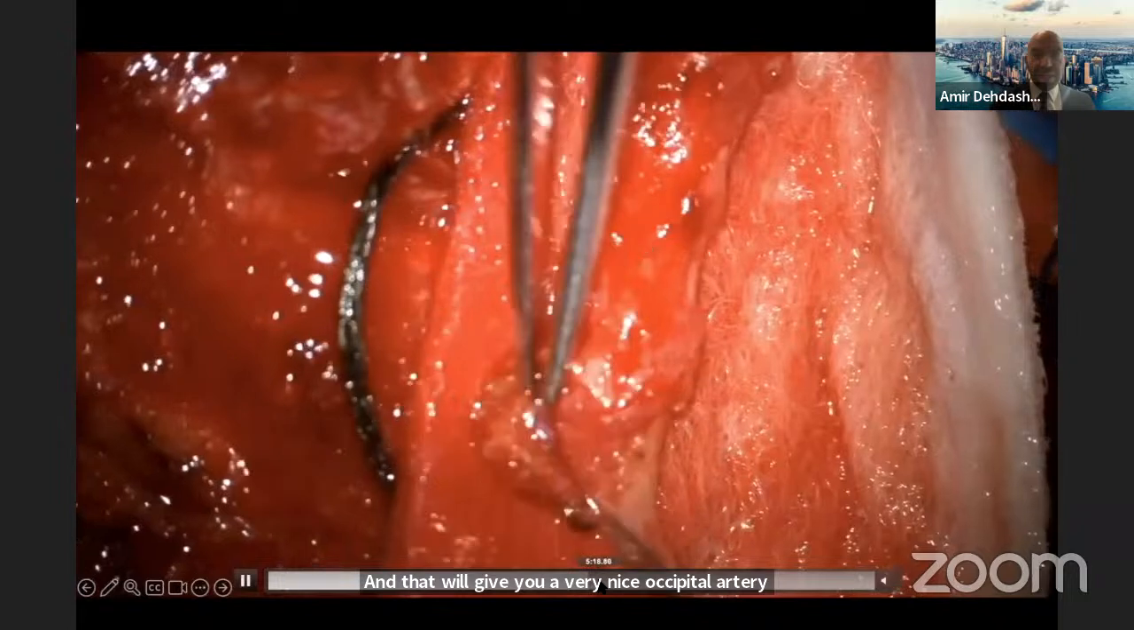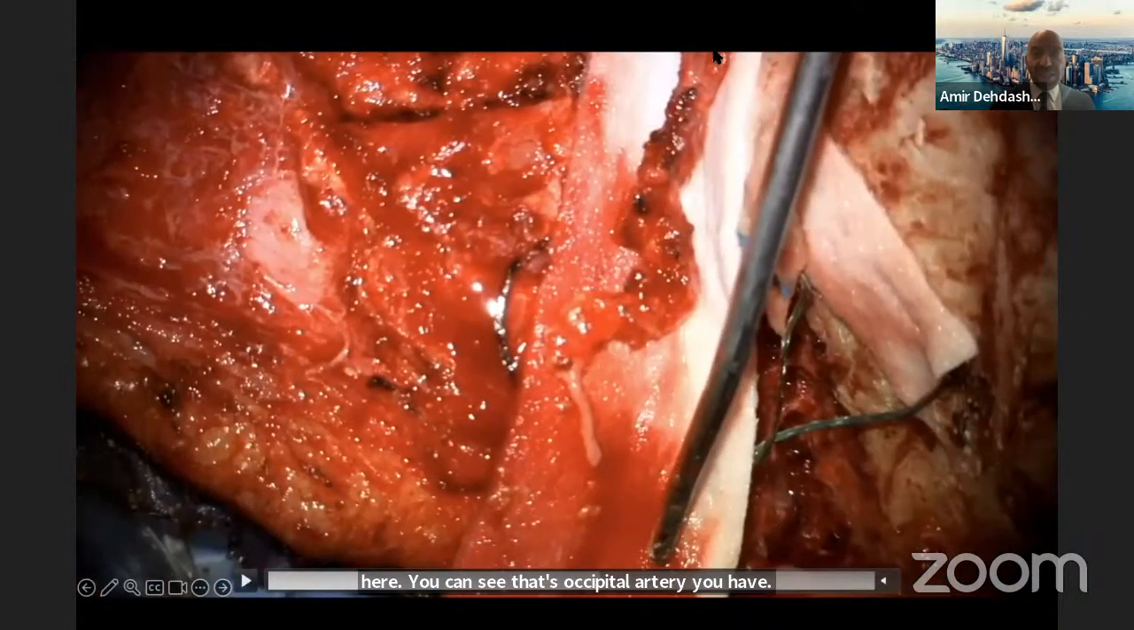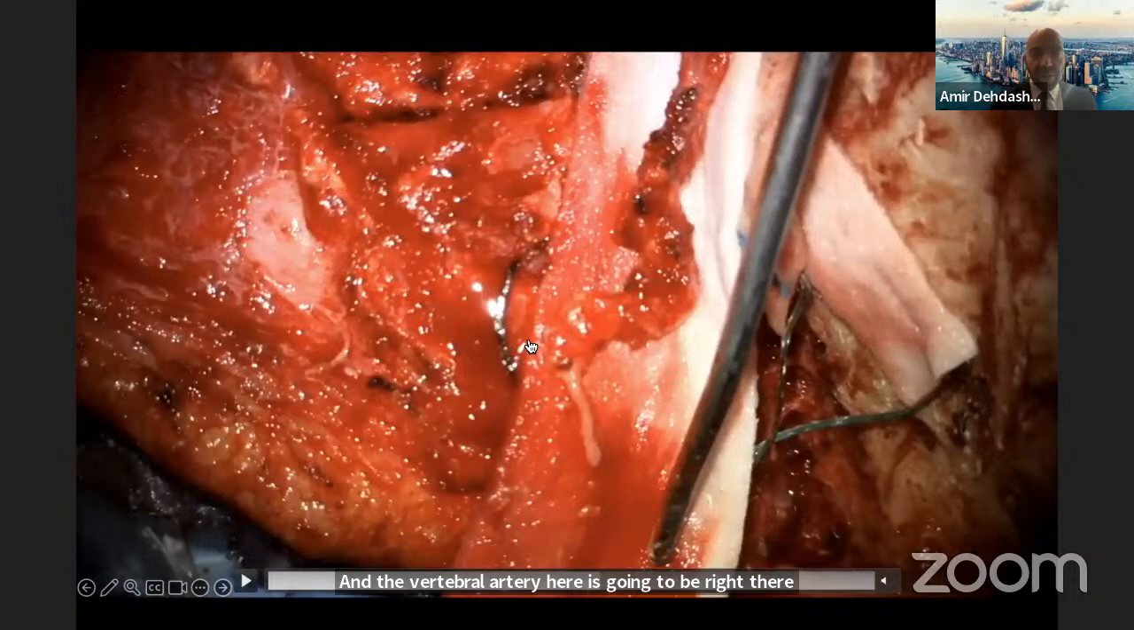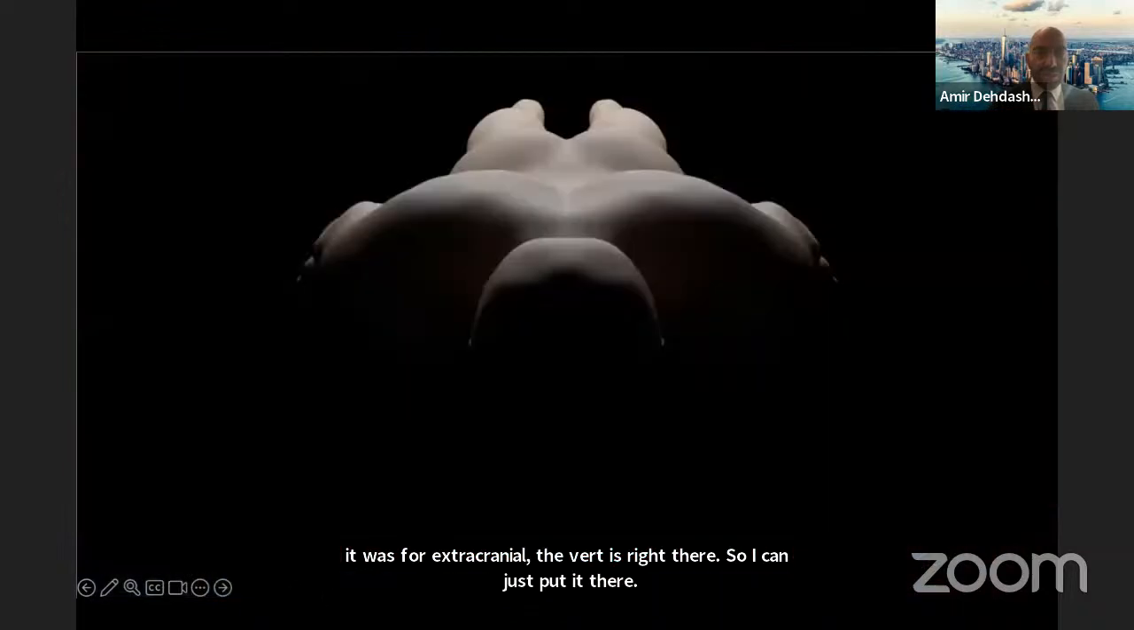You can have the length that you need, and look at this, the flow that you can get, and this is very long and it's perfect. And the vertebral artery is going to be right there, right where my hand is. You see this hand? This is where the vertebral artery is. In this patient, I wanted to use this occipital artery for the ICA, so I really needed the length, and I'm going to bring it intracranial. But if it was for extracranial, the vert is right there, so I can just put it there if needed. So that's how I would suggest the occipital artery be harvested.